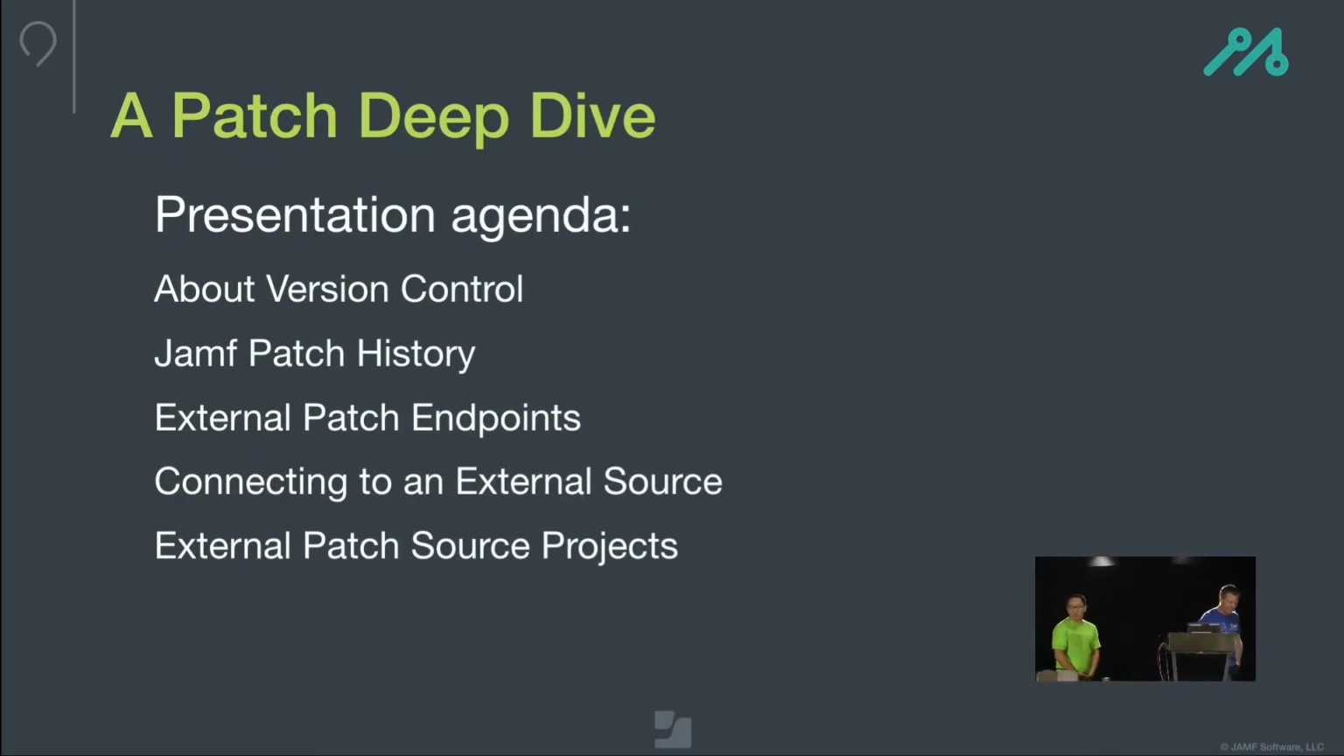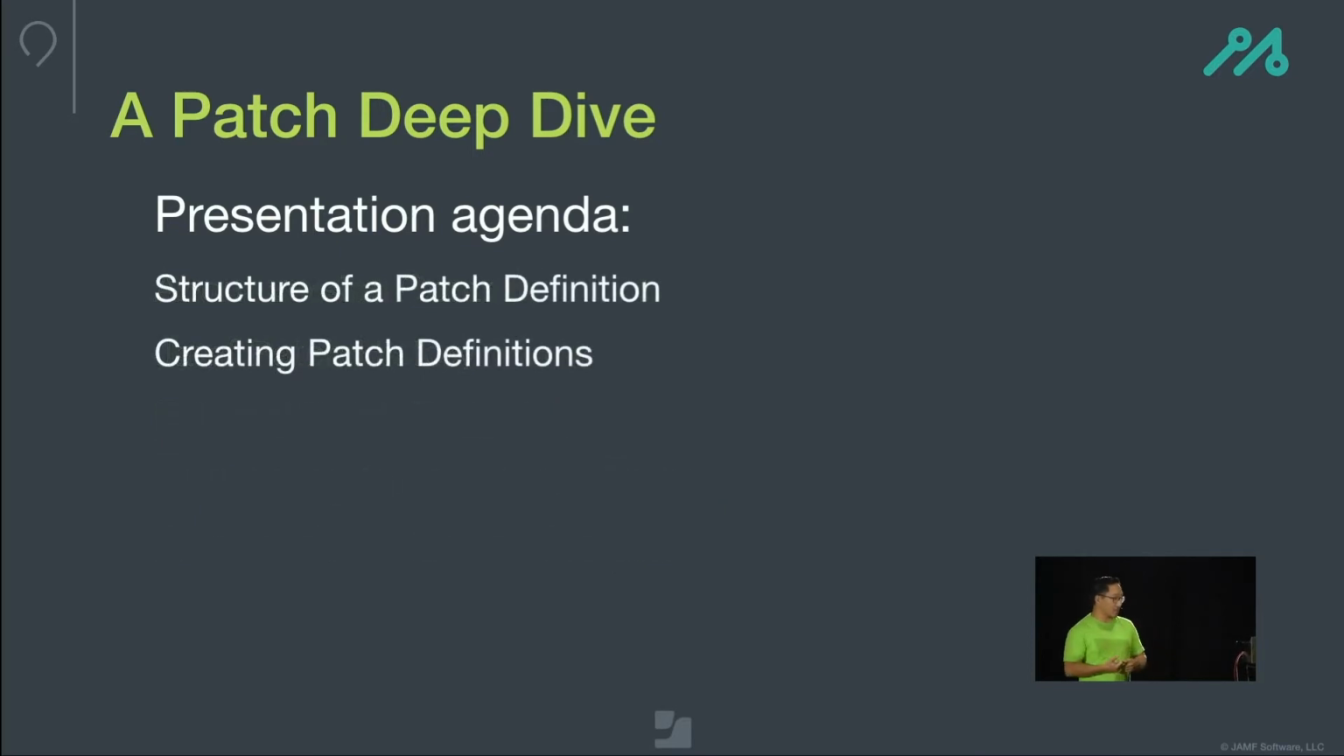Sure. So today, thank you again for coming. We're going to dive a little bit into Patch. And we're going to specifically understand what version control is and how complex it can be. We're basically going to put it under a microscope and go through what Jamf has offered the last few years, talk about some API endpoints and how to integrate an external patch source, and then how to configure patch definitions as well. So we're going to go through and understand a patch definition thoroughly in all aspects. Cool. And I'm going to throw it to Duncan.